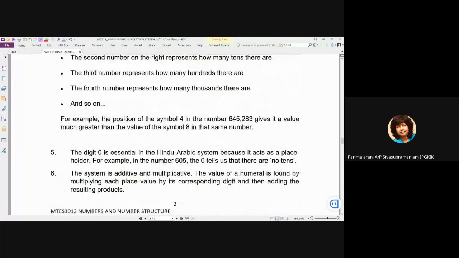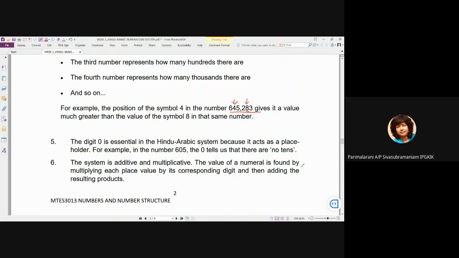So the place value determines the digit value. For example, in this number here, the place value for 4 is in 10,000, and the place value for 8 is tens. Because they have different place values, and because 4 is on the left of 8, the place value for 4 is greater than 8. So as you go to the left, the place value becomes greater and greater.